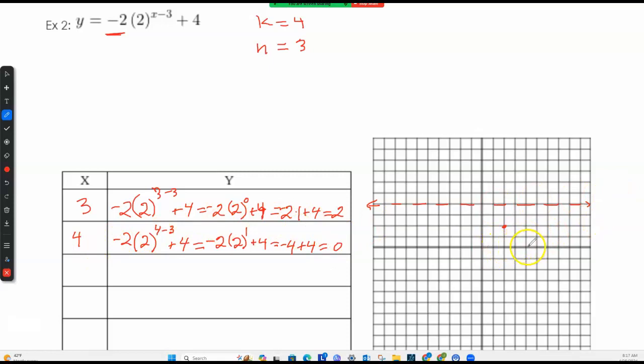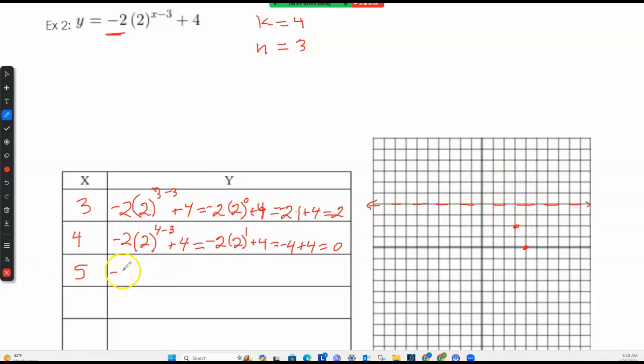1, 2, 3, 4. Oh, I put this one in the wrong spot too. Let's fix that. It should be 3, 2. 1, 2, 3, 1, 2. There we go. That feels better. All right.